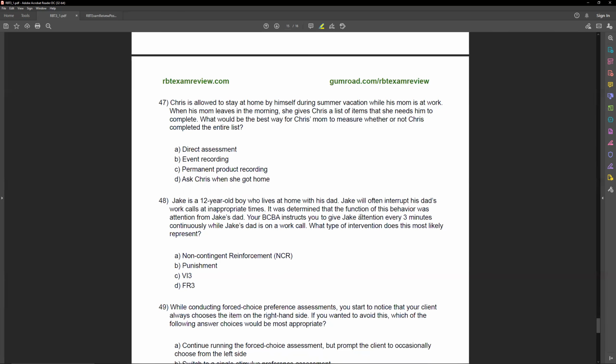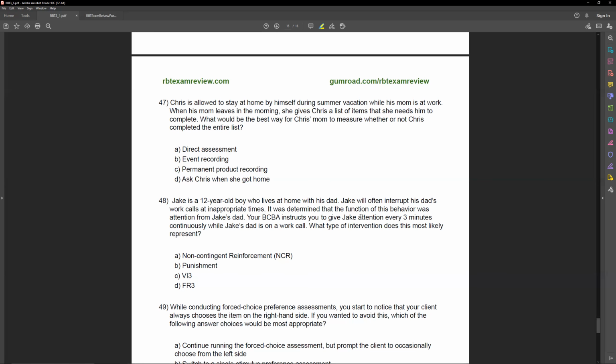This is one of those questions where if you're fluent and you're familiar with your terms and you studied, you should be able to answer this question before even looking at the answer choices. Chris's mom gives him a list. She goes to work. How is she going to measure whether or not Chris completed the entire list? Is she going to actually be able to see Chris doing any of the list? No, she's at work.